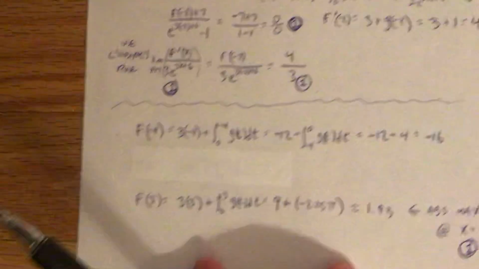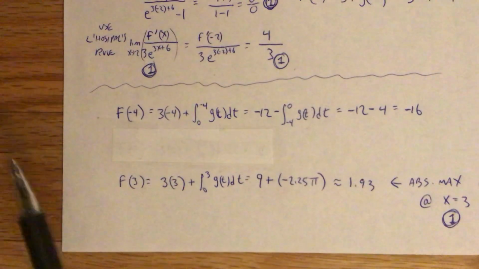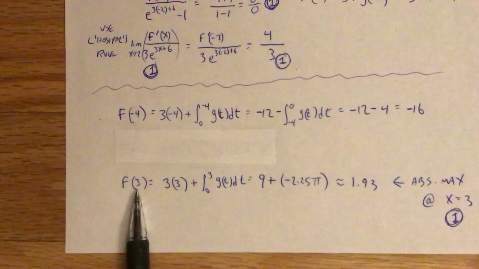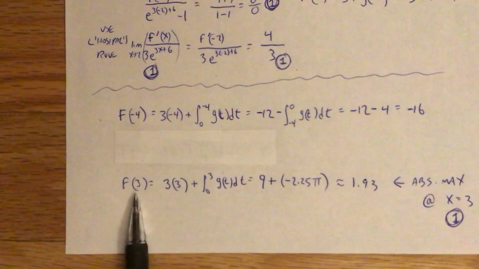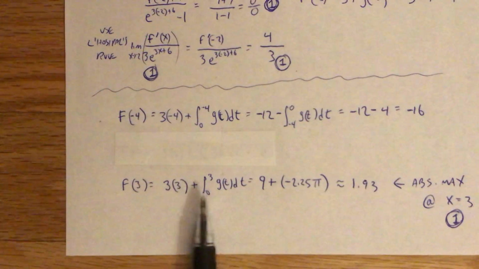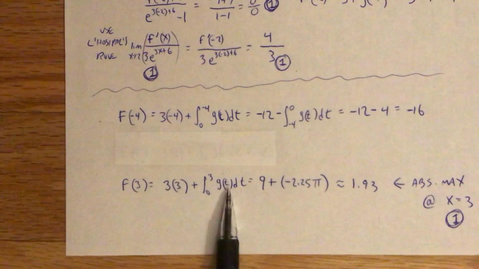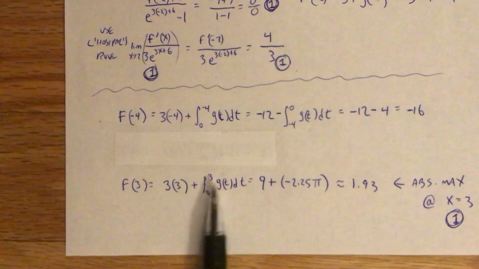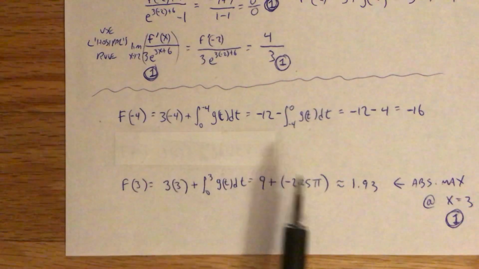The other value is that critical point slash endpoint. What's f of 3? Well, it's 3 times 3 is 9, plus the integral from 0 to 3 of g of t dt. So now I have to go back up and look at what's the area from 0 to 3.